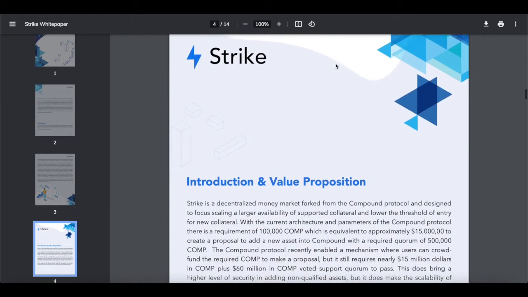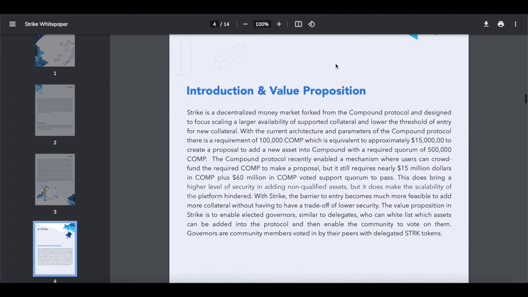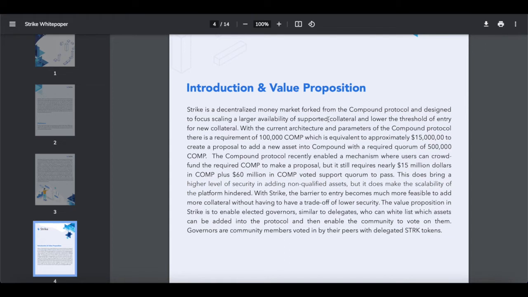So let's go through an introduction and value proposition of STRK. STRK is a decentralized money market forked from Compound Protocol and is designed to focus on scaling a larger availability of supported collateral and lowering the threshold of entry for new collateral.